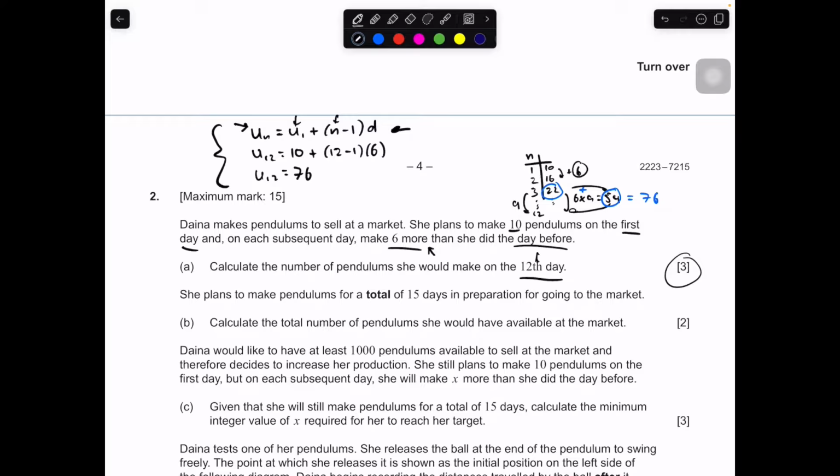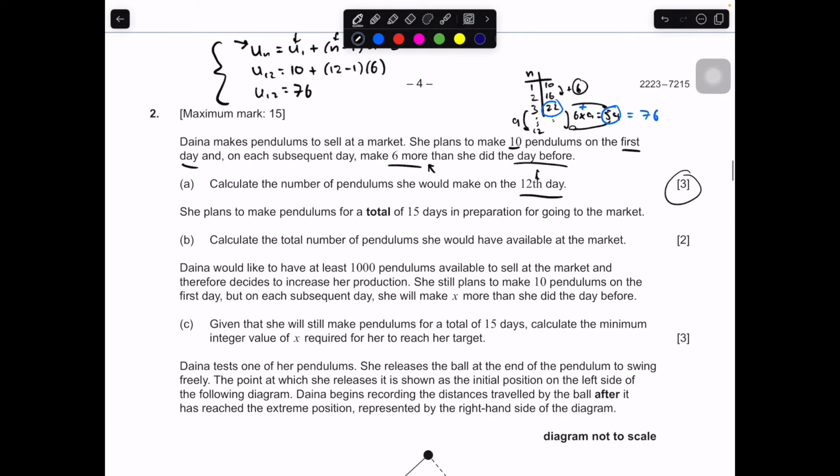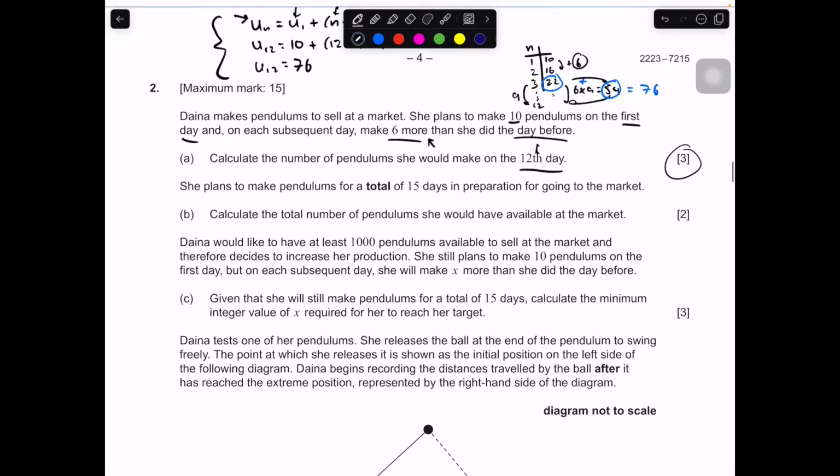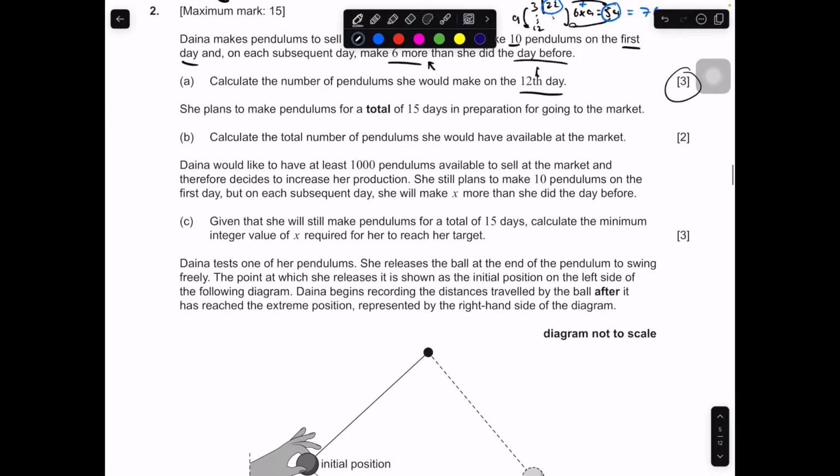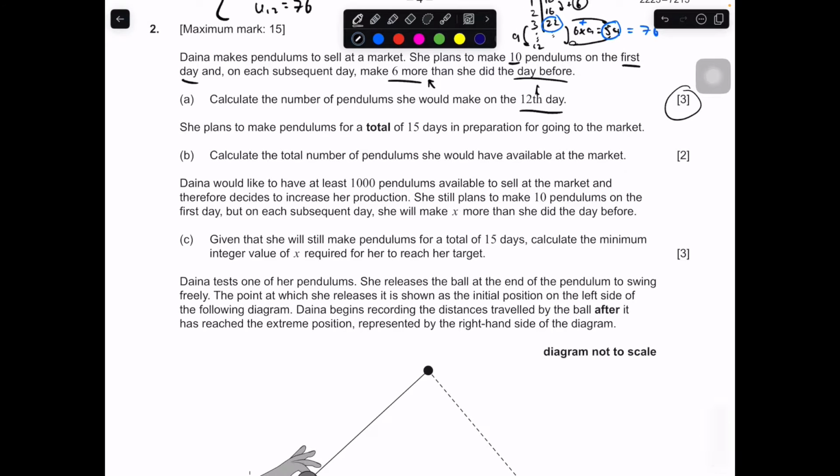Okay, number of pendulums she would make on the 12th day, 76. Part B, she plans to make pendulums for a total of 15 days in preparation for going to the market. Calculate the total number of pendulums she would have available at the market. So now we're talking about the total, and it's over 15 days in preparation for going to the market. Calculate the total number of pendulums.